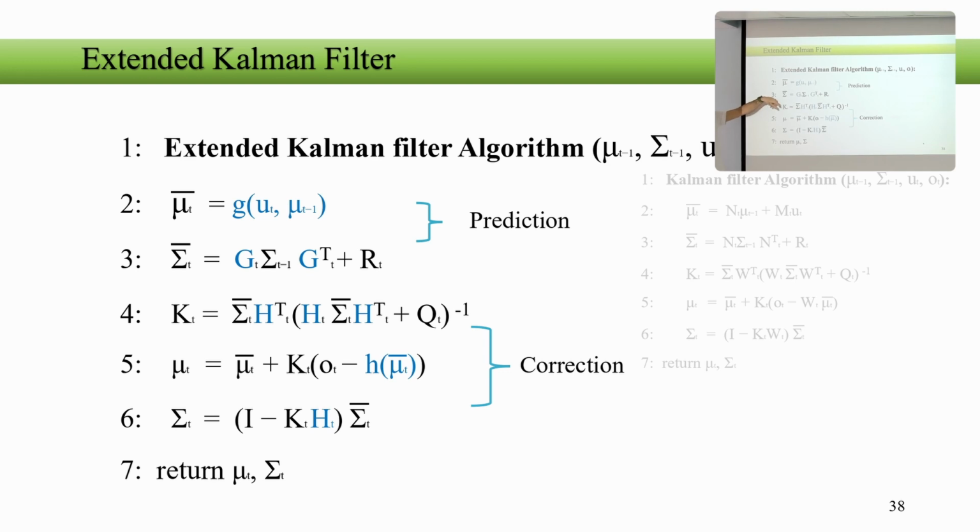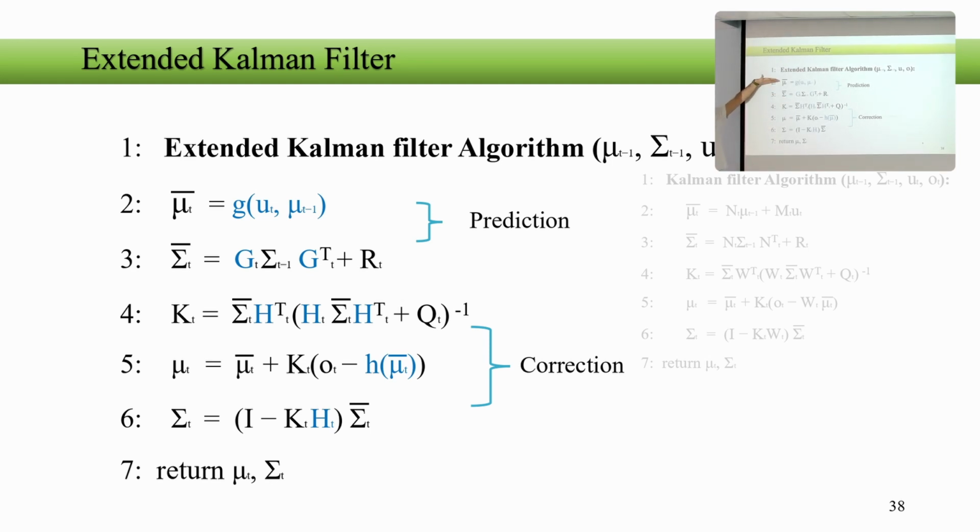The only thing that we are changing is replacing the matrices N and M with what we achieved with the Taylor expansion, replacing with G of the control command and mu t minus 1 for the predicted mean. And for covariance, we're using the Jacobian matrix of the previous covariance, added by some error. So simply we replace this N with G here, which accepts a non-Gaussian model.